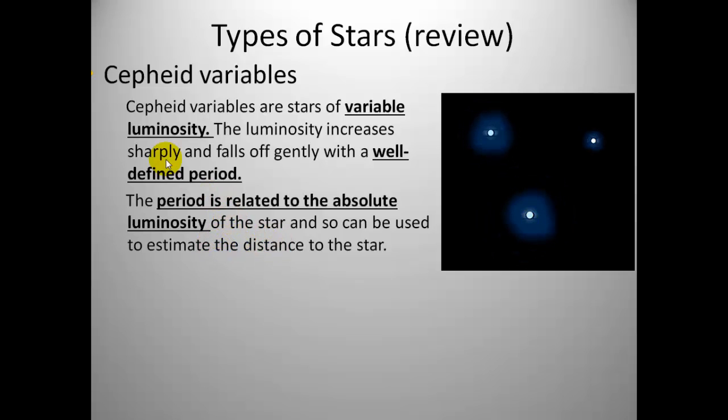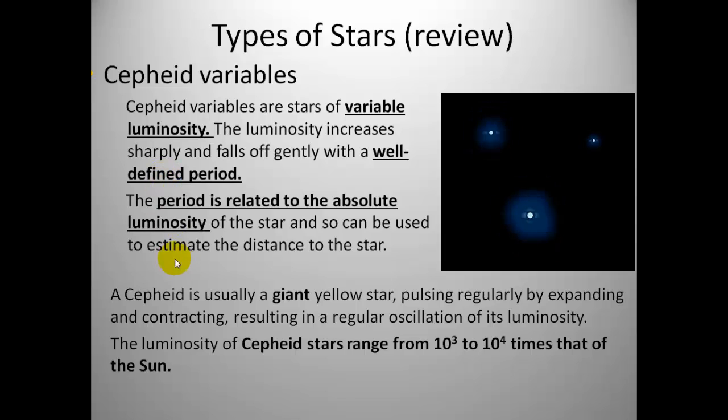A cepheid variable is usually a giant yellow star. It's normally much brighter than the sun. It pulsates regularly by expanding and contracting, resulting in a regular oscillation of its luminosity. The luminosity of cepheid variables ranges from 10 to the 3 to 10 to the 4 times that of the sun, which means it's roughly 10 times the mass of the sun. Remember, the luminosity is the mass to the power of 3 or 4.